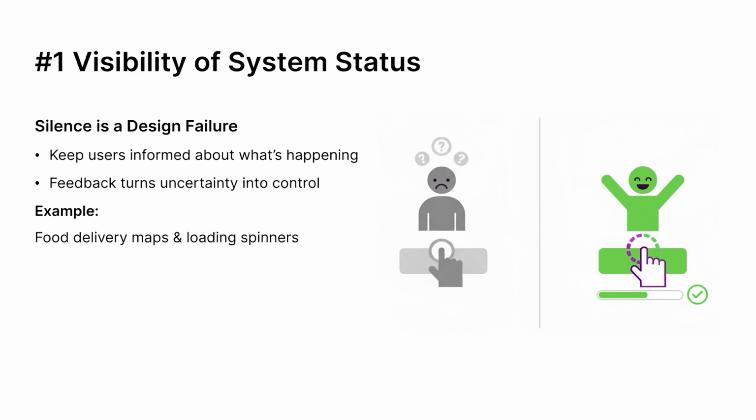So what can you do right away? Change button colors when they're clicked. Show loading spinners for anything that takes more than a second. And display progress bars for multi-step processes. Without feedback, users feel like they're shouting into the void. With feedback, they feel in control.